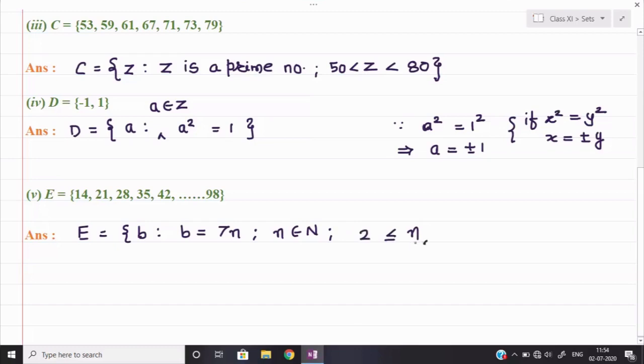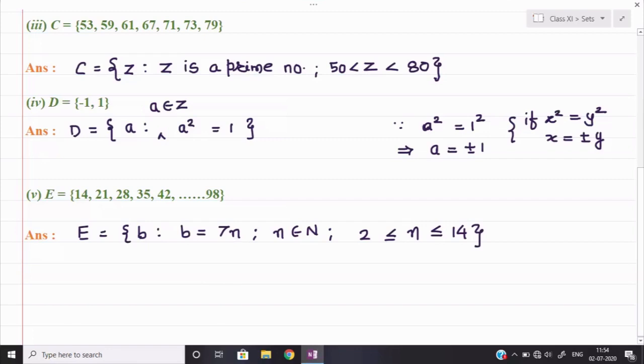So if I take n is equal to 2, then it will be 7 into 2, 14. If I take n is equal to 3, that will be 21. If I take 4, it will be 28. So similarly, if I take the value of n, what exactly do I get here? 98. I think we shall take the value of n less than or equal to 14, because 14 sevens are 98. You keep here n is equal to 14. So 14 into 7 will become here 98. So this way we can write down the answer for the last part.